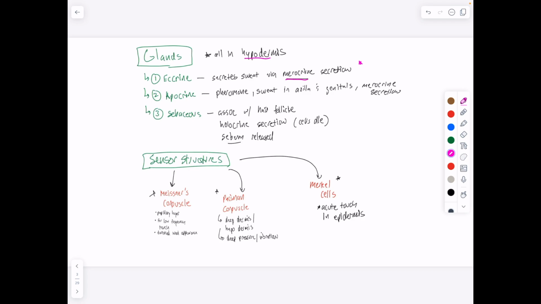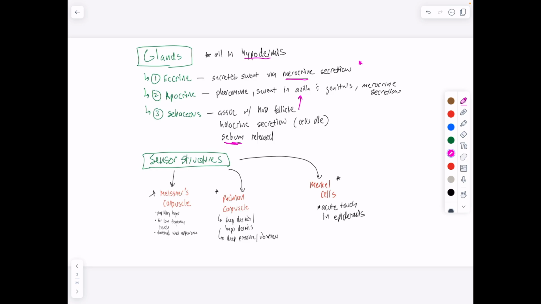And then apocrine is pheromones and sweat in the genital region, anal region, and axilla, the armpits. Also merocrine secretion and not present on thick skin as it releases onto a hair follicle. And then sebaceous glands are associated with hair follicles, and so are the apocrine. They do holocrine secretion, which means the cells die as they release the sebum that they are excreting.